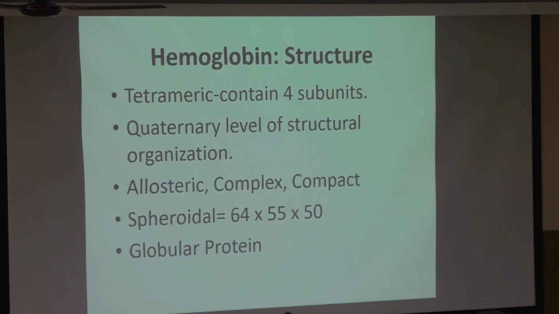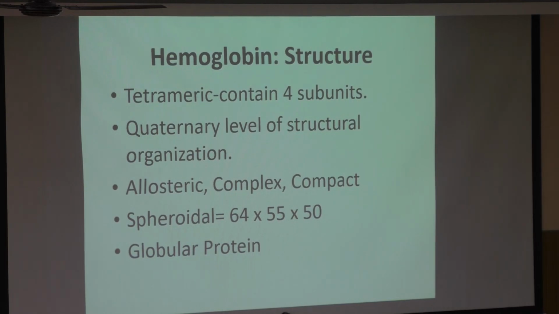So alpha 1 will form one domain, alpha 2 will form another domain, beta 1 will form one domain, beta 2 will form another. So these are the domains, and this is the quaternary structure. Allosteric, that we will discuss. We know what is meant by allosteric: there are modifications that take place. Allosteric modification, it is complex and compact. This is spheroidal and it is classified as a globular protein.